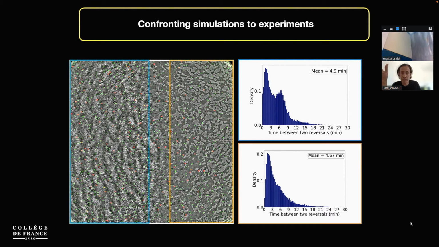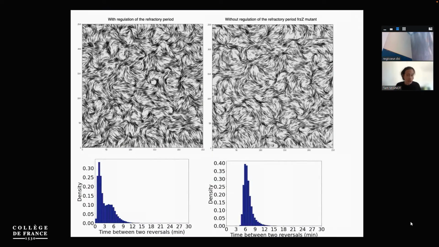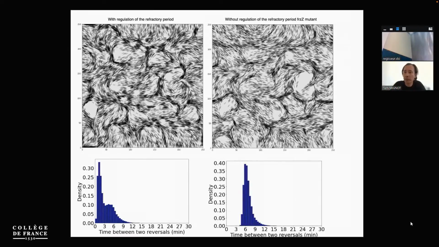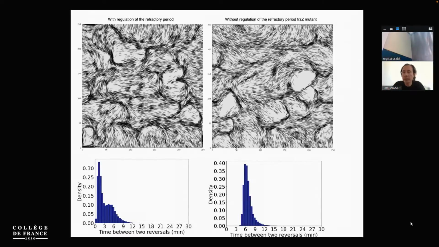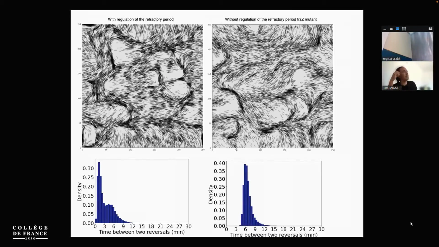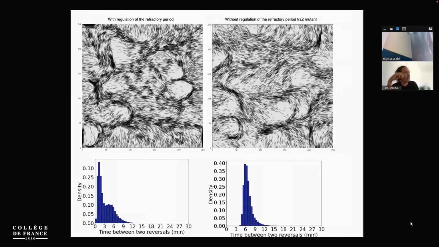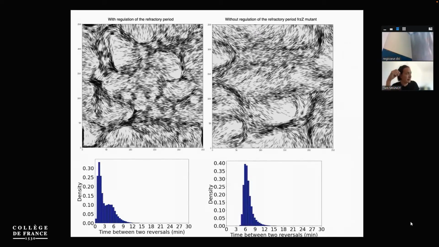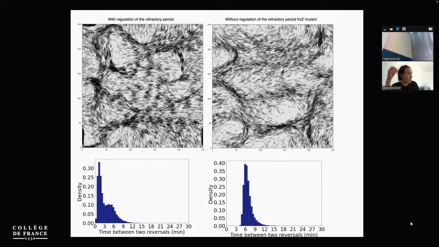You can then use the simulation to test the importance of the regulation of that refractory period by removing the Frizzy regulator from the model. And so what you see on the left side of the screen is a simulation run with the wild-type cell, with the formation over time of characteristic wave patterns that form across the densities. And you see that you get a distribution of the time between reversals that's biphasic with the on and the off cells, as predicted by the model.